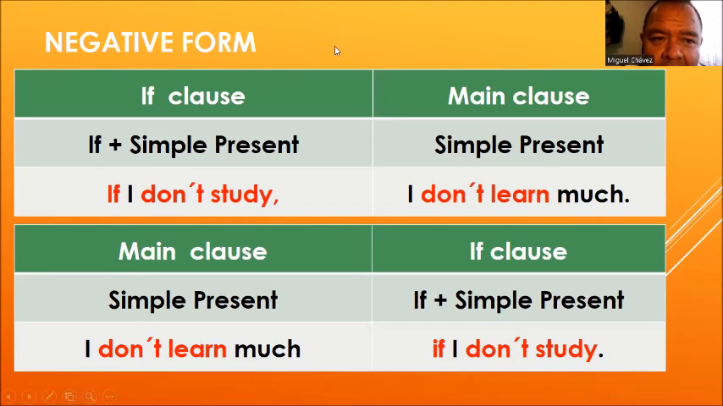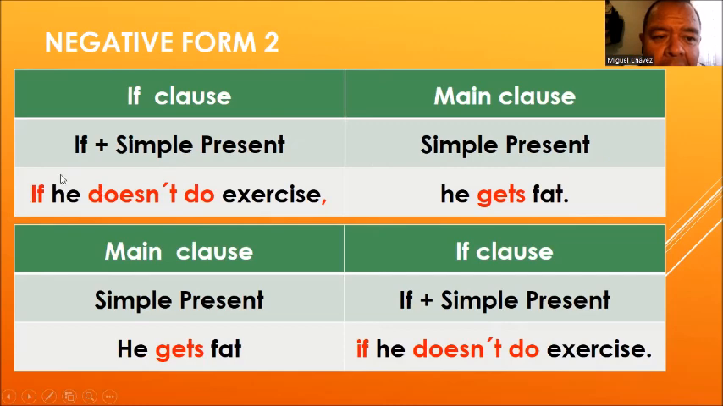Let's check another example. With the third person, we have, if he doesn't do exercise, he gets fat. He gets fat if he doesn't do exercise.